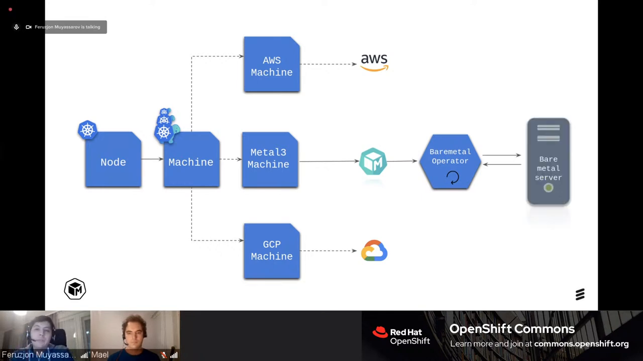And then at the end of the day, it will basically be talking to the bare metal server. So you can see that moving from the left to the right, we have the node object that is referenced by the machine, and that machine is referenced by the infrastructure-specific machine, in our case Metal³ machine. And then we talk to bare metal operator and ask, hey, I want to create one server in this data center, please go ahead and do this, right? So instead of having some APIs like any other cloud providers.